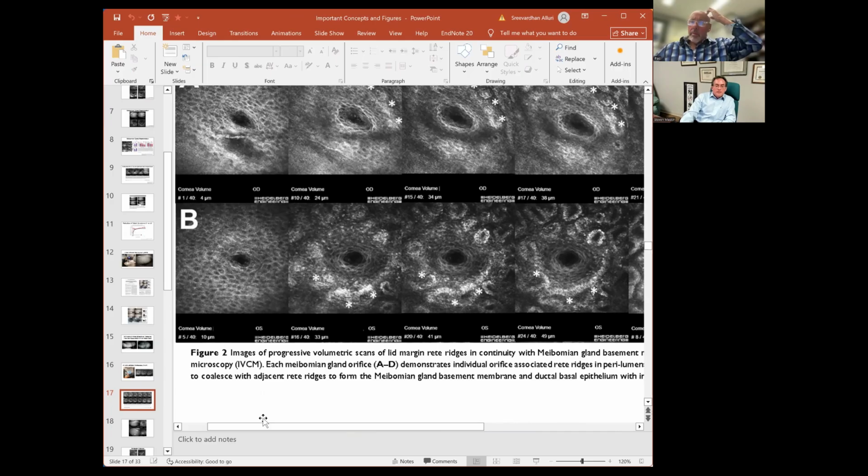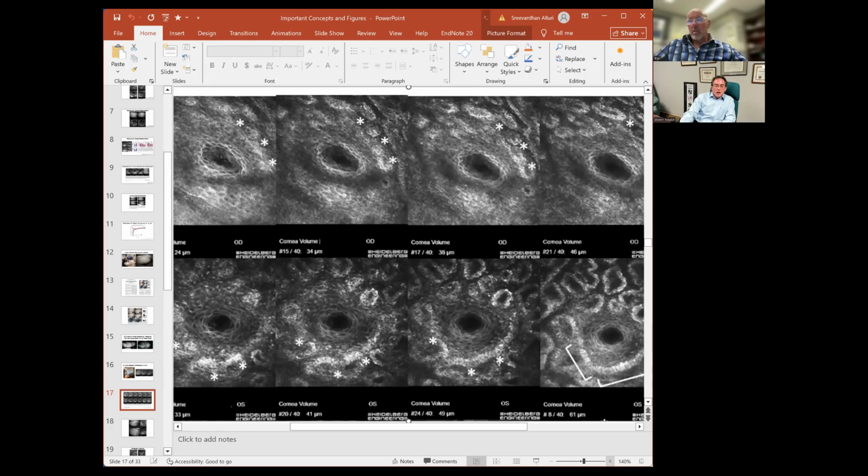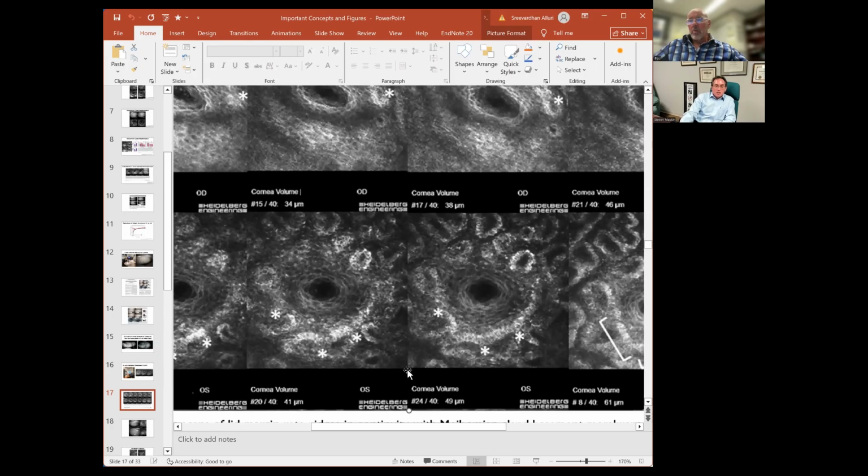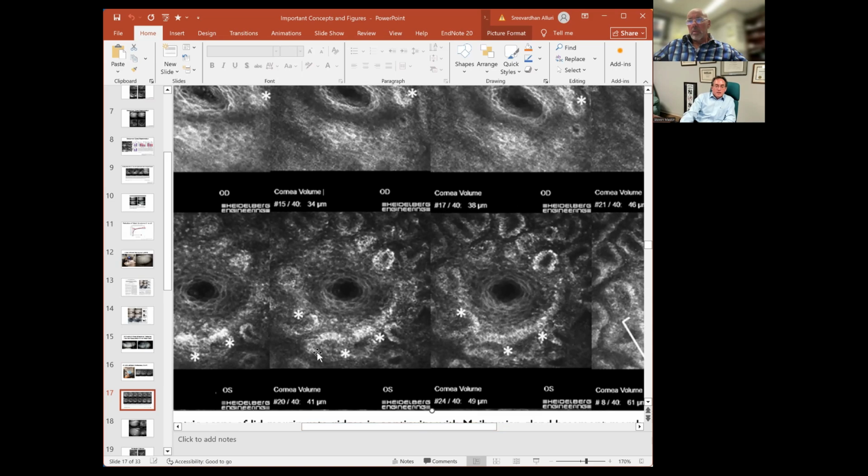So B, the first image in row B, is superficial, only 10 microns deep. The second image is 33 microns deep, and we're starting to see these ridges, these round floret-like structures. But watch what happens as we go to 41 microns deep. These round floret images start to ovalize, become oval, and flatten out.